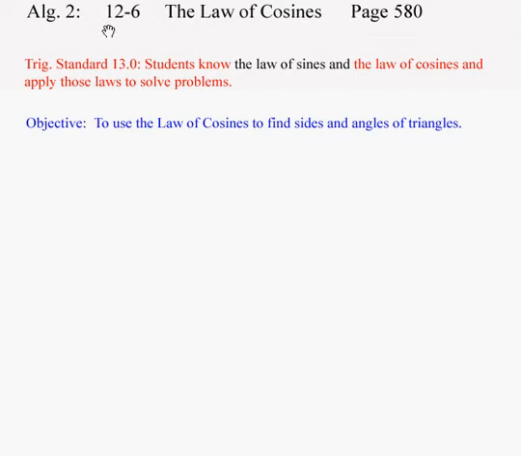All right, today we're doing Chapter 12, Section 6, which is the Law of Cosines. It's one of the California Trigonometry Standards 13. You've got to know the Law of Sines, which we'll pick up on another day, and the Law of Cosines and how to apply problems. So today's objective is to use the Law of Cosines to find sides and angles of triangles.